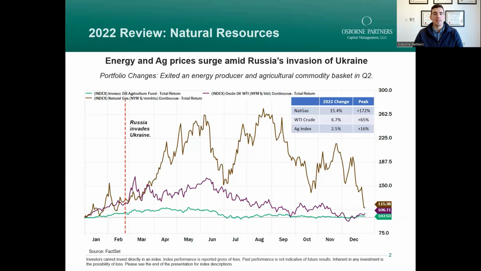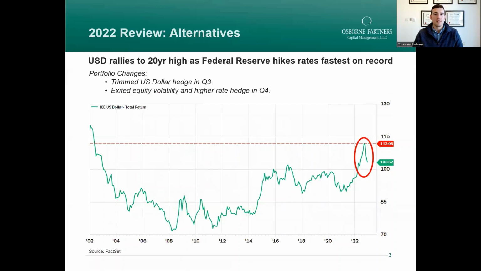However, within that index, prices for key commodities such as wheat and soybeans experienced their own price volatility throughout the year, up nearly 60 and even 70% year to date at certain points in the year. Moving into alternatives, this asset class is typically used to hedge certain risk factors such as credit, currency, or interest rate risk. Last year was ultimately defined by the Federal Reserve's hiking cycle, which ended up being the fastest on record. That led the USD to strengthen to a nearly 20-year high in the third quarter. You can see that within the red circle on the chart below.